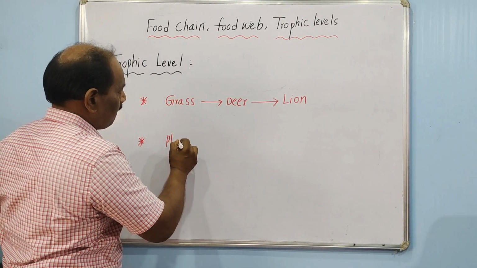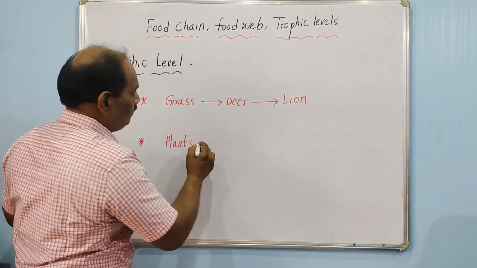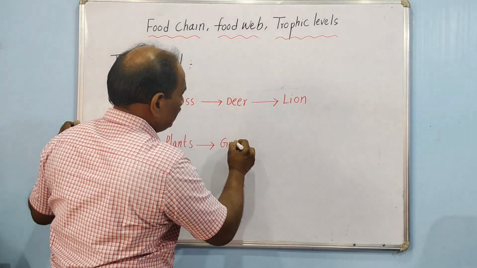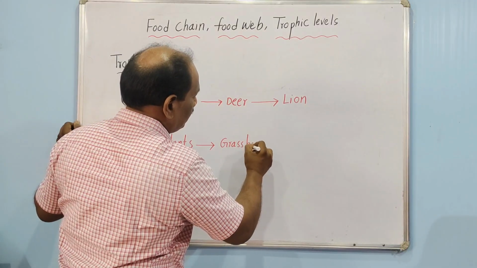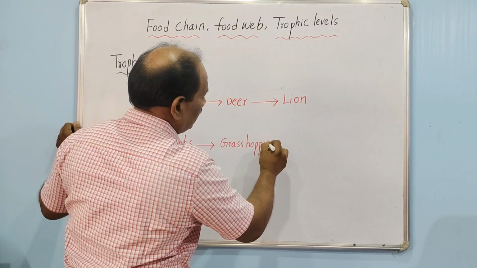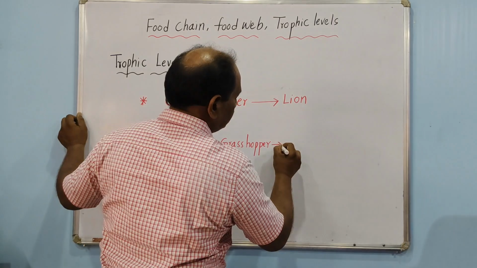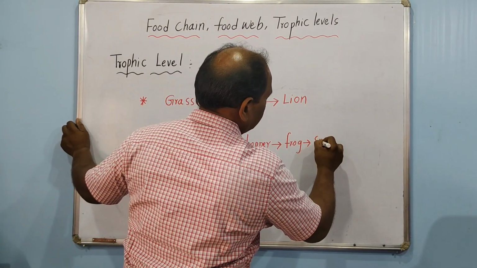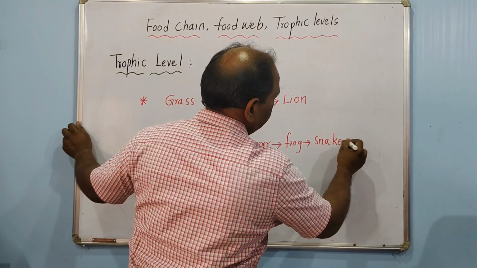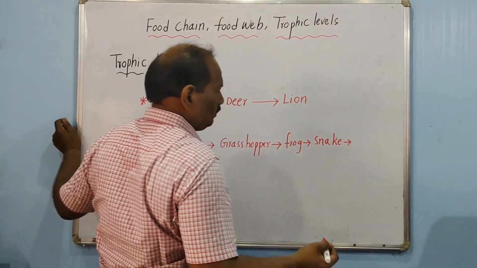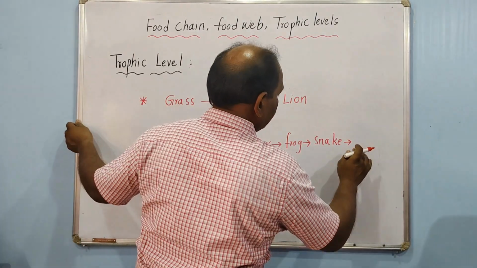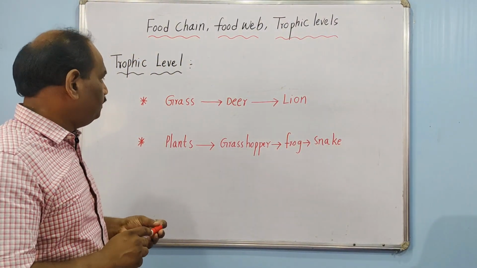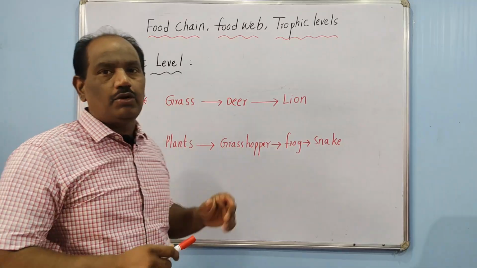Plants, grasshopper, frog, snake, and eagle, right? This is one more food chain. So then what is the trophic level?